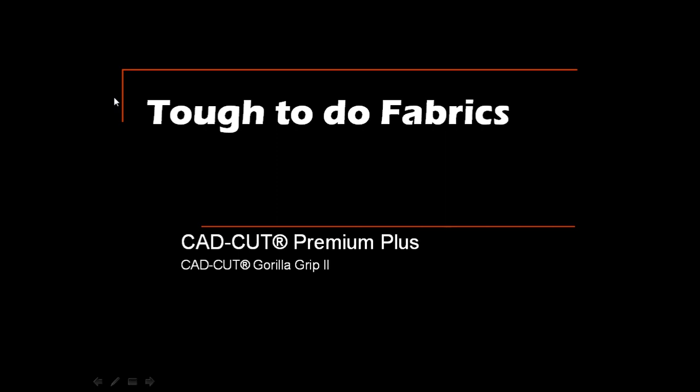Also, Gorilla Grip 2 has been a mainstay in this category, and a lot of people trust it for tough-to-do fabrics because it has a nylon adhesive on it as well. So when you're talking about an item with a waterproof coating, I have no doubt that almost any product we have will stick. It's just a matter if it's a jacket, you'll probably want to go to Premium Plus or Gorilla Grip 2 so you make sure you get the wash durability.